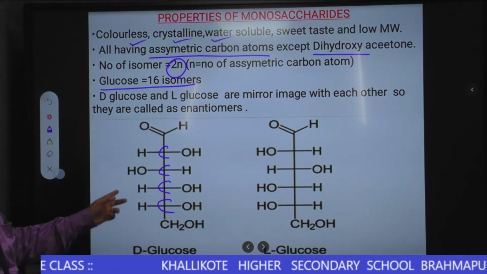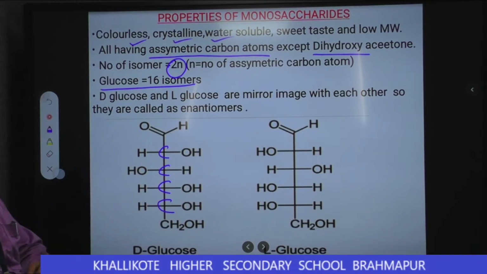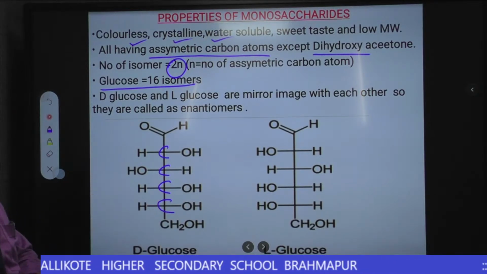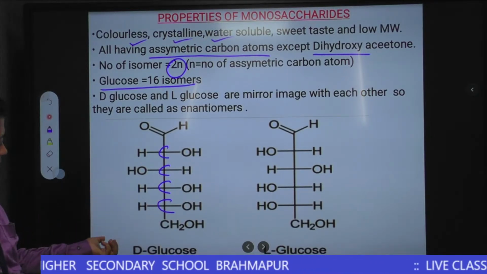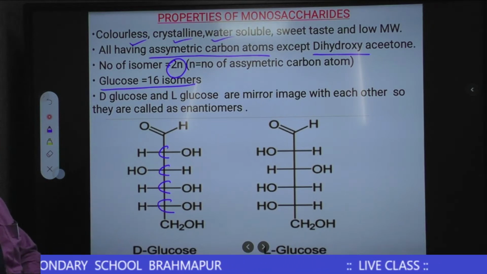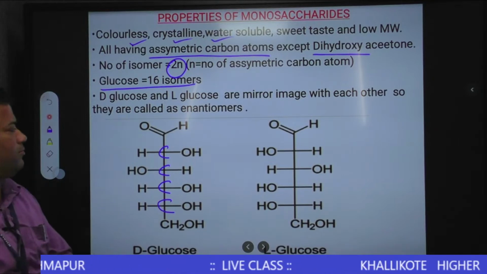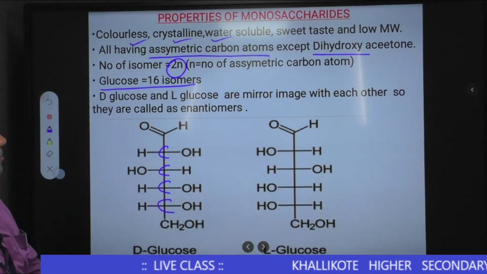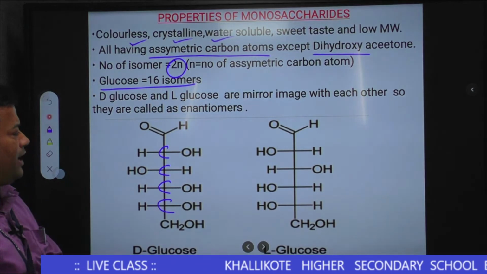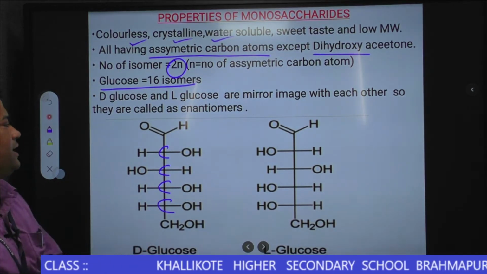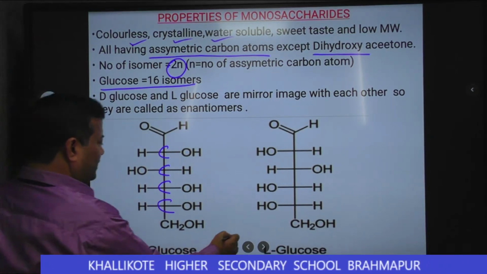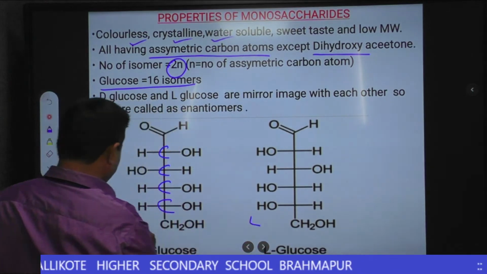Here glucose has two forms of structure. One is the L isomer form, another is the D isomer form. We know isomer. What do you mean by isomer? Isomer means those compounds having the same molecular formula but different structures. Here this is L glucose, this is D glucose.